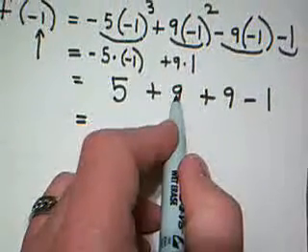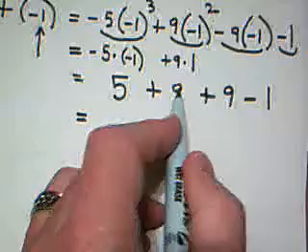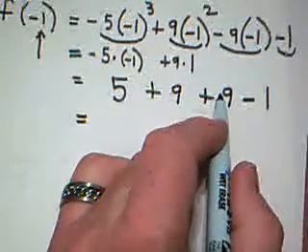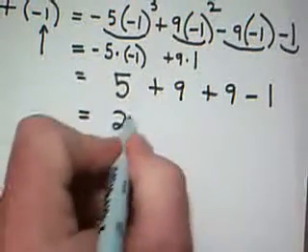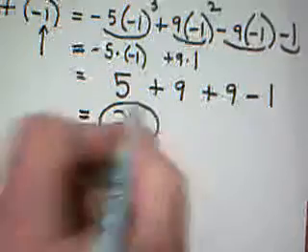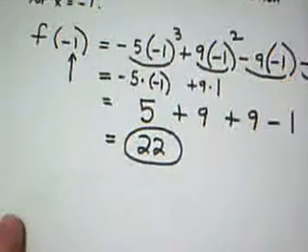5 plus 9 is 14. 14 plus 9 is 23. 23 minus 1 is 22. So f of -1 is equal to 22.